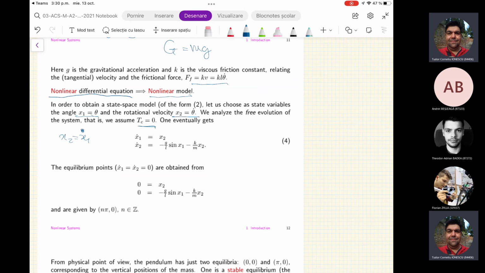Now, the equilibrium points mean we need to set the dynamics to 0. So we solve this equation. x1 dot equals x2 dot equals 0. And we get this algebraic system. Now, of course, from the second equation, since x2 is 0, the second equation becomes solving sine x1 is 0. And we know how to solve it. It's the third time we run into this equation. And the equilibrium points are n pi, and 0.